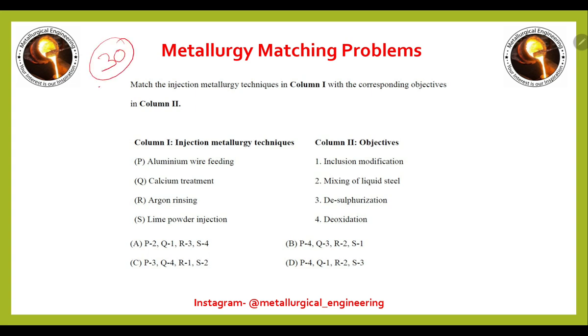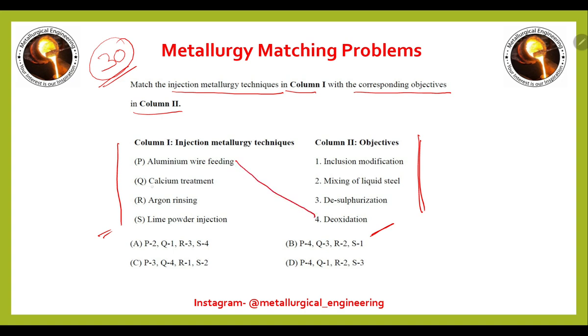This is the last problem of this video, the 30th problem. In this, match the injection metallurgy techniques in column first with the corresponding objectives in column second. So these are the corresponding objectives. Aluminum wire feeding is for deoxidation. Calcium treatment is for inclusion modification. Argon rinsing is for mixing of liquid steel, and lime powder injection is for desulfurization. So the right answer is D part, that is P4, Q1, R2 and S3.